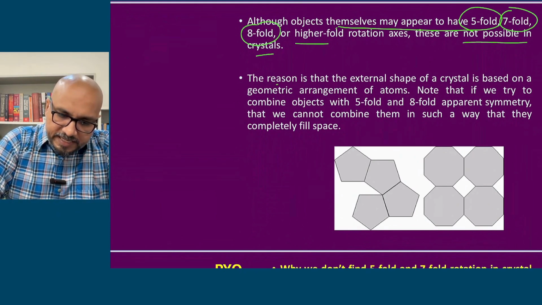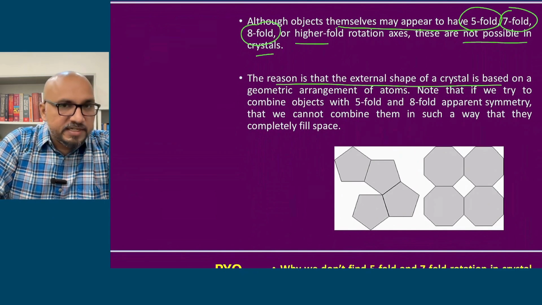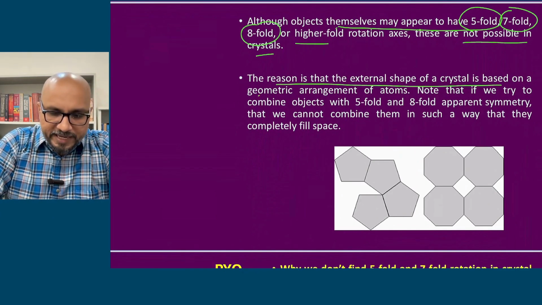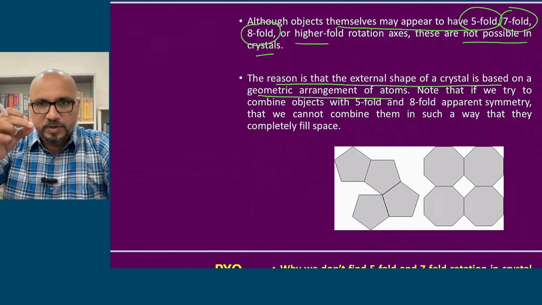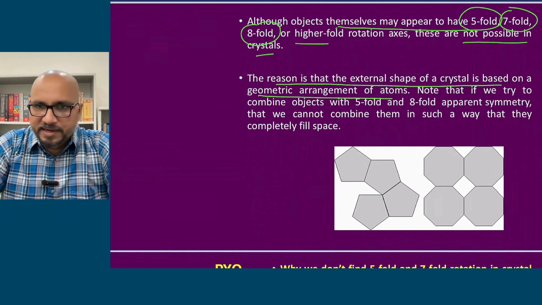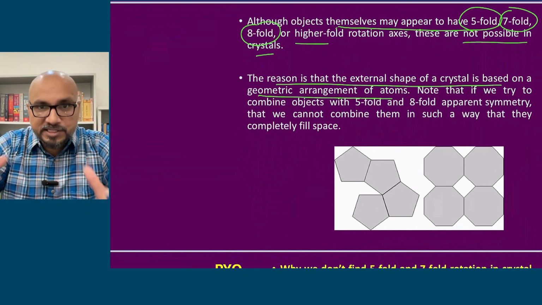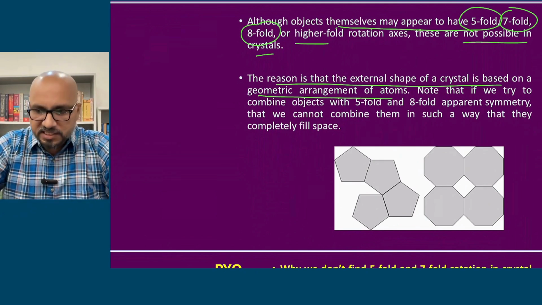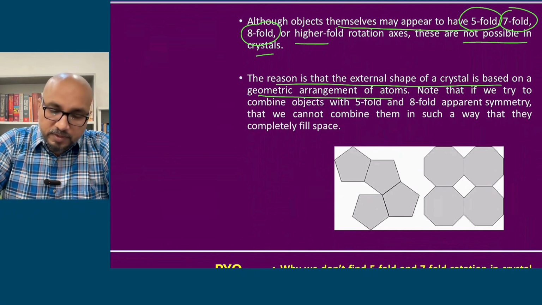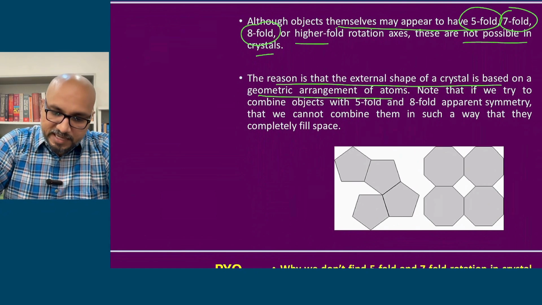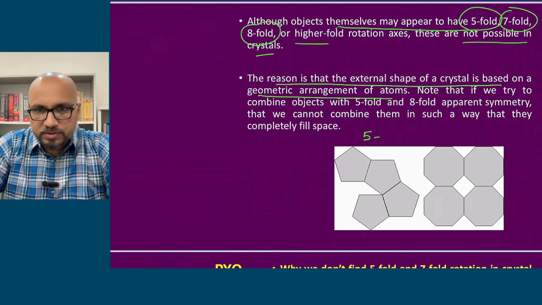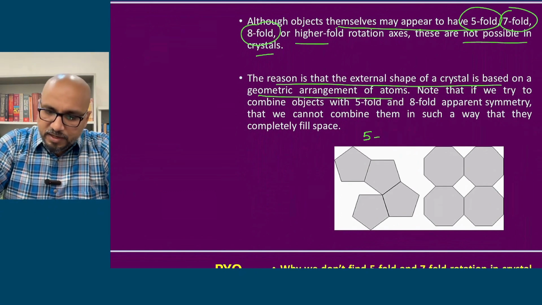So the reason is that the external shape of the crystal is based on the geometric arrangement of atoms, है ना? So atoms are arranged in an orderly manner in a mineral that gives the external shape. So external manifestation or external shape or form of the crystal is based on the internal arrangement of atoms, है ना? So here in the diagram, तो five fold rotation या pentagons की बात कर रहे हैं, five fold rotation symmetry, और here we have eight fold.